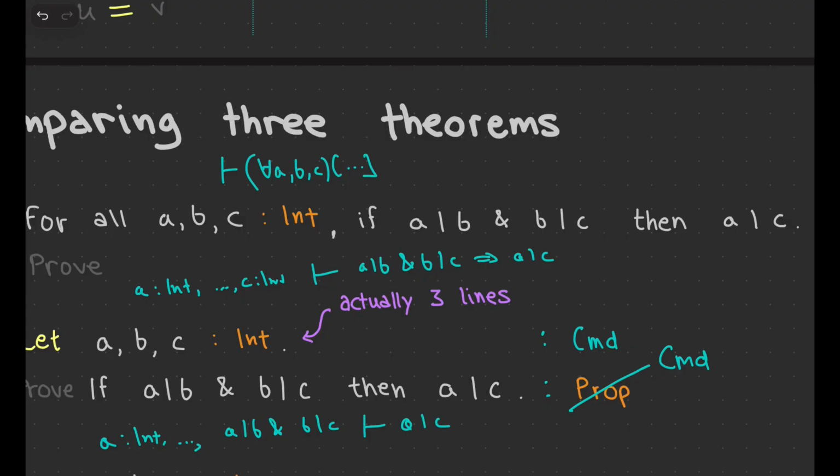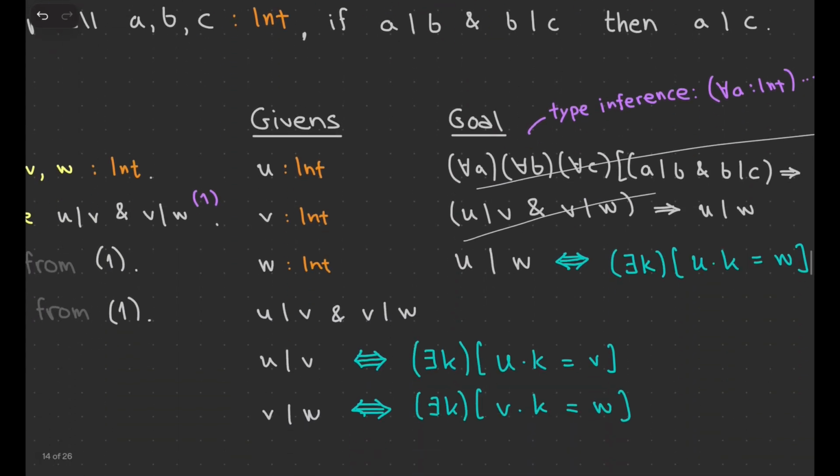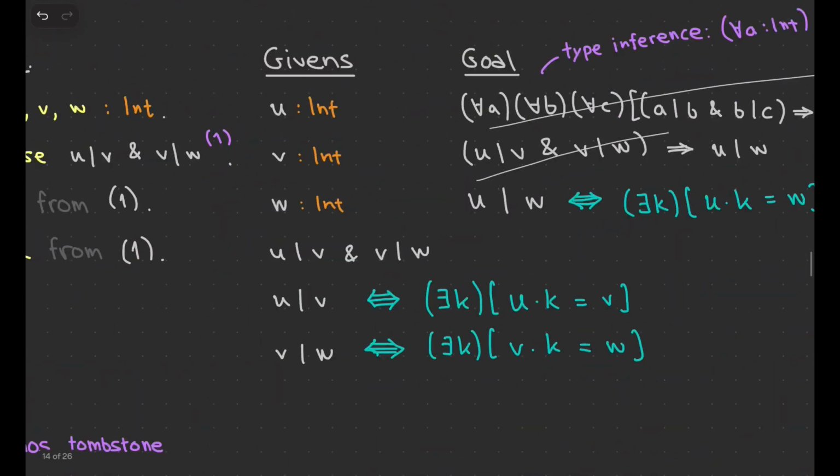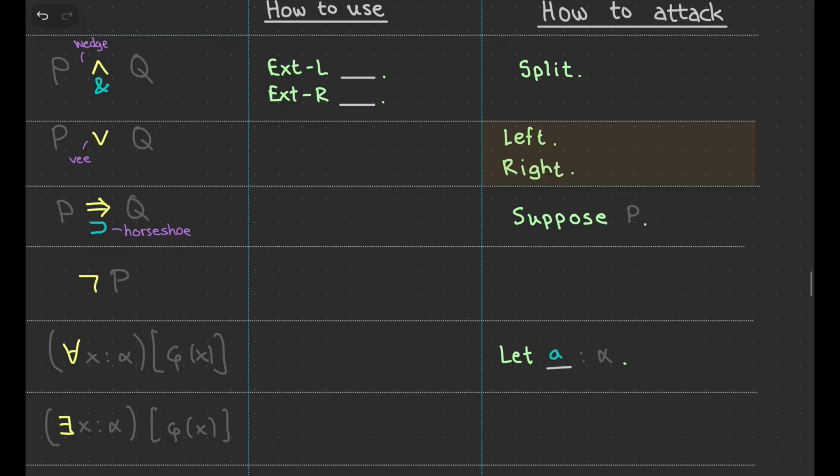Somebody? Yes? F of A, that's the goal, no? Phi. It's not an F, it's a phi. Okay, so you said what will happen in the goal, and yes, the goal will change and it will become phi of A. And what's the other thing that happens?